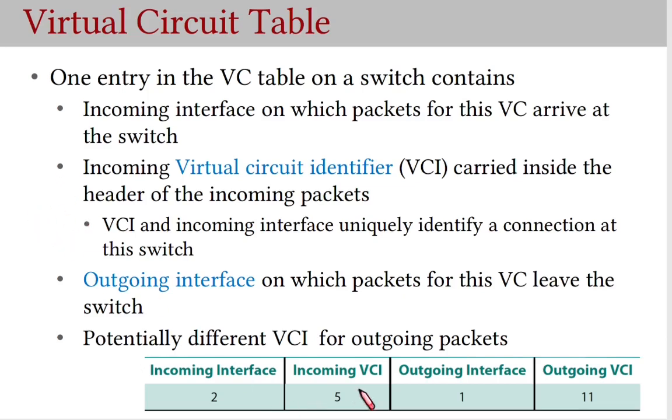The scope of this virtual circuit identifier is link local. That means a switch may reuse this virtual circuit identifier for some other port. The other 2 entries are the outgoing interface on which the packets for this virtual circuit leave the switch, and lastly the outgoing virtual circuit identifier, which is potentially different from the incoming virtual circuit identifier.